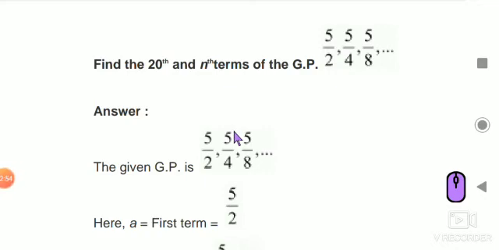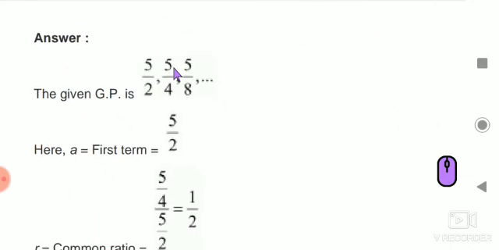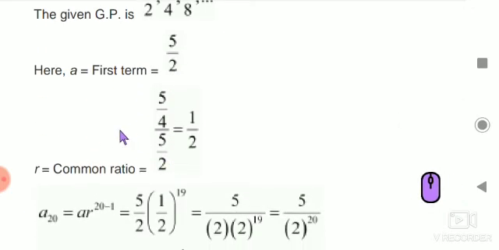Now my dear students, let me begin with exercise 9.3, the first question. Find the 20th and nth terms of the GP. Given GP is 5 by 2, 5 by 4, 5 by 8. Answer. In this case, the given progression is 5 by 2, 5 by 4, 5 by 8 and so on. Here A is called the first term, which is nothing but 5 by 2. And the ratio of this sequence is any term divided by its previous term, that gives 1 by 2.